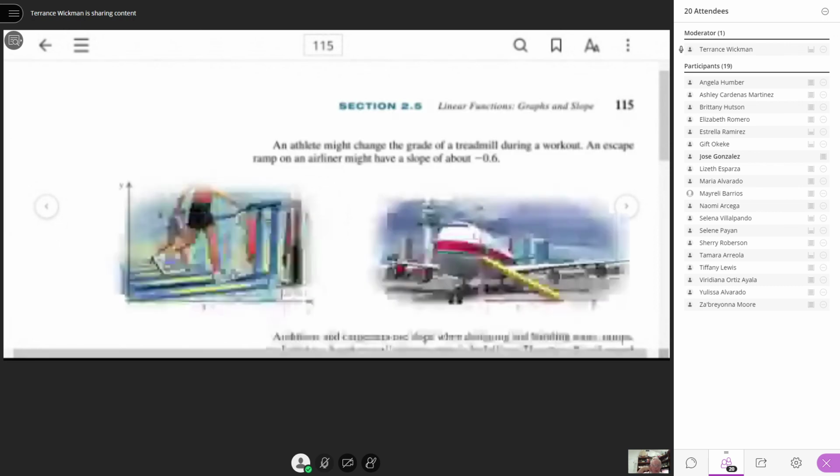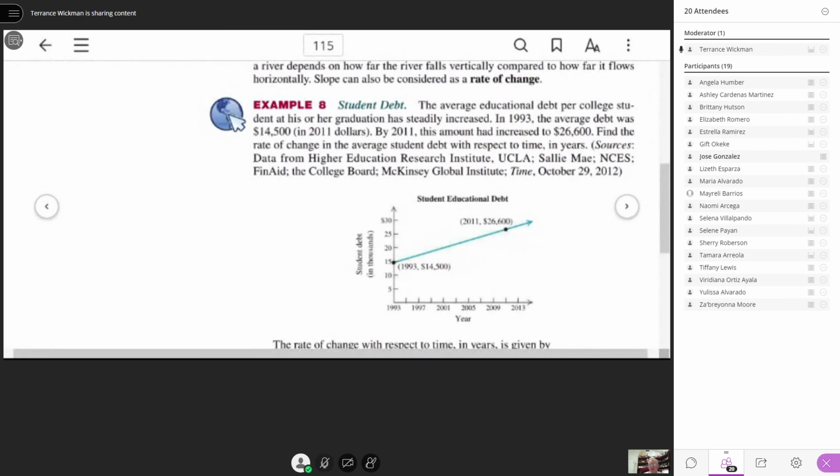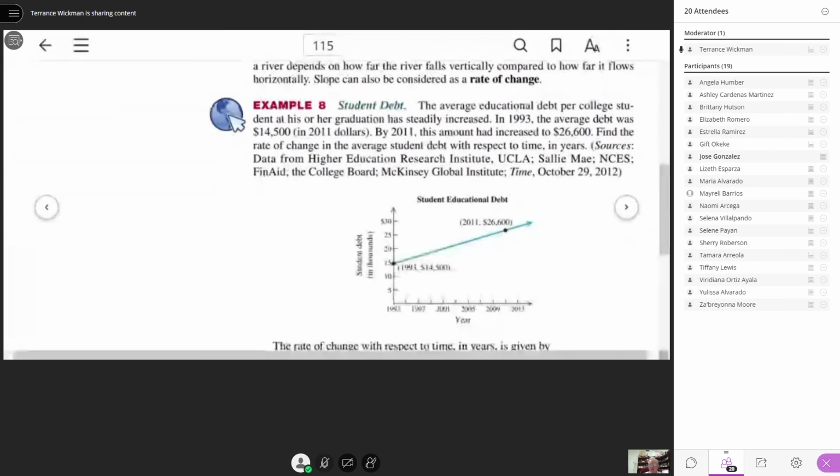Well, we're waiting for this thing. There it is. It says here they want us to calculate the average educational debt per college student, which has steadily increased since 1993. So the slope is going up, as you can see by the blue line. In 1993, the amount of debt was $14.5 thousand. In 2011, average debt is $26.6 thousand. So we want to know what the slope will be, and we know it's got to be a positive number.